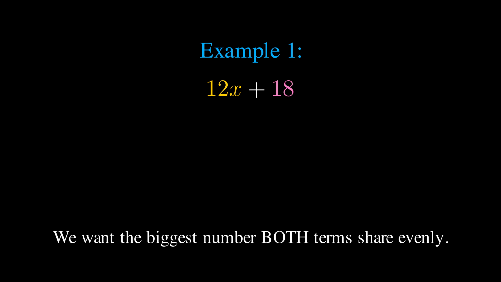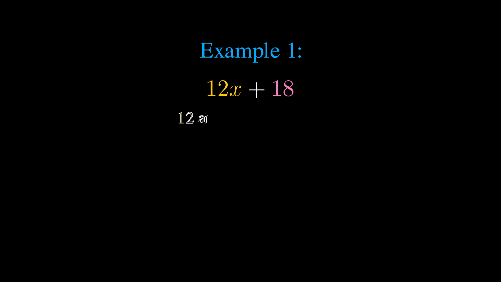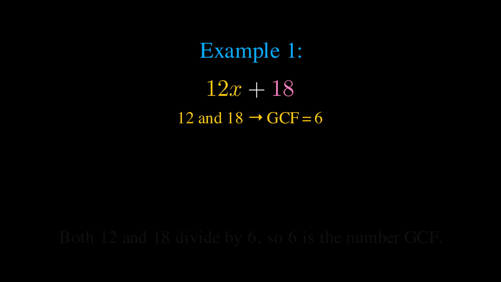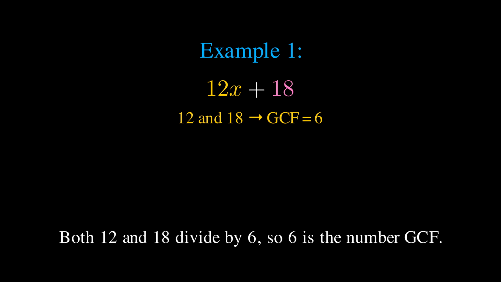Our goal is to find the biggest number that both terms divide by evenly. 12 and 18 both divide by 6. So the number GCF is 6.